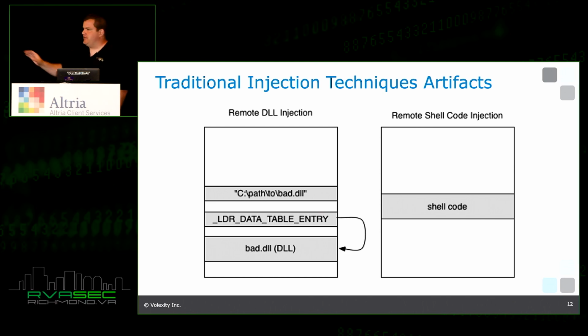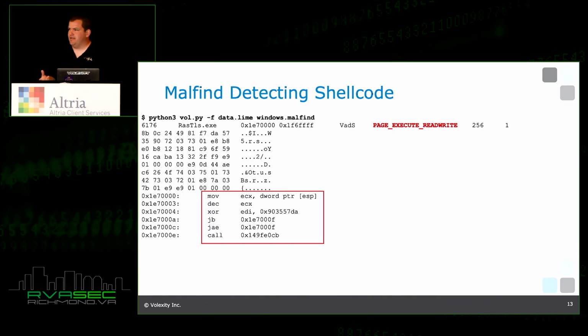So with these traditional techniques where we load a DLL from disk, we saw how to catch that with DLL list. If we have shellcode where we're essentially just throwing code into memory and getting it executed, that's where malfind comes into play. So for any type of shellcode injection using the traditional techniques, you run malfind, it's going to find it right away.